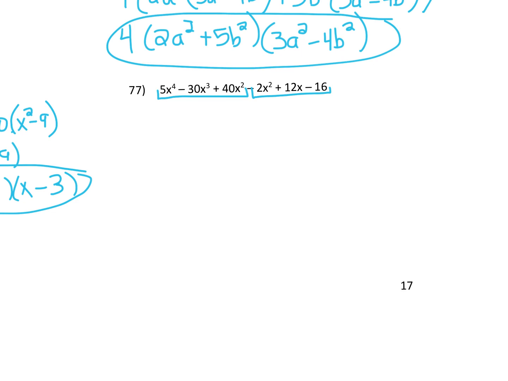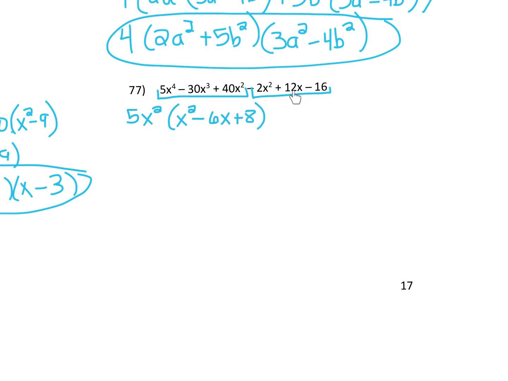When I do, not only can I factor a 5 out of these terms, but I could also factor out an x squared. So I'm going to factor out a 5x squared. And that's going to leave me with x squared minus 6x plus 8.